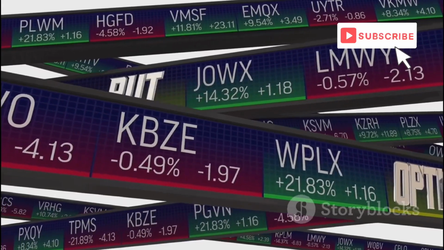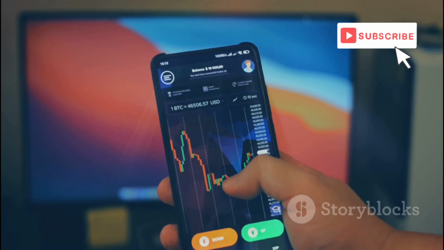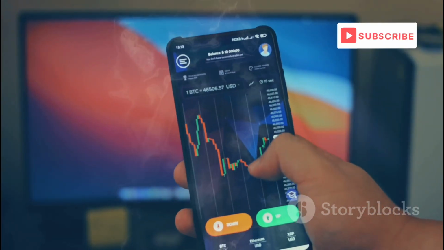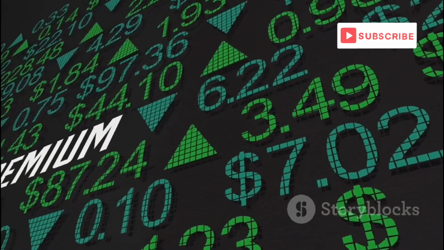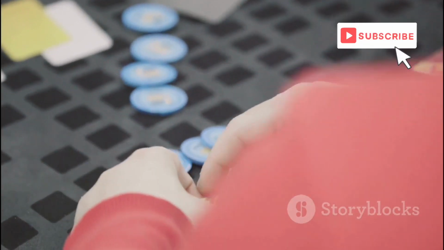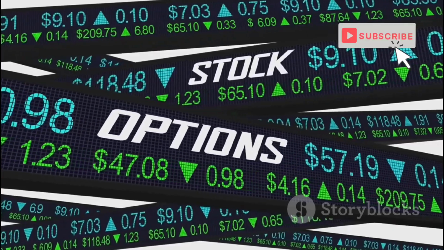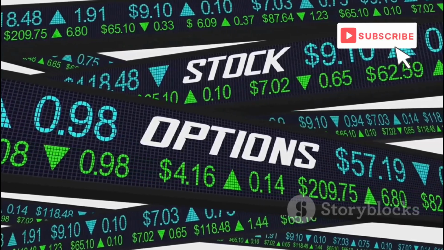Spot price. This refers to the current market price of the underlying asset. It's the price you'd pay if you bought the asset directly from the market at that moment. Premium. This is the price you pay to purchase an options contract. It's like the upfront cost of placing your bet. The premium is influenced by factors like the strike price, time to expiry, and market volatility.